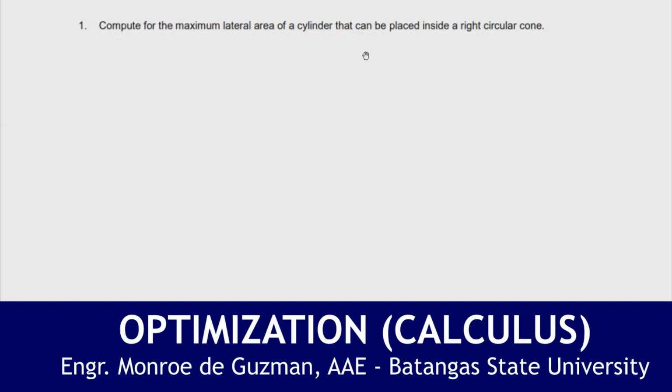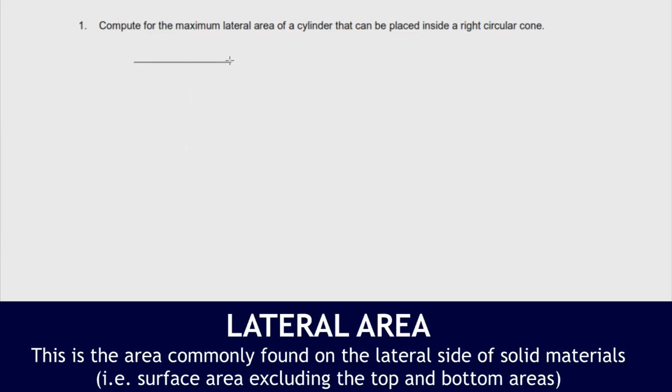Okay, so in this problem, we're asked to find the lateral area of a cylinder, the maximum lateral area, that can be placed inside a right circular cone. So the first thing that we need to do here is to illustrate the figure. I will try to make this as clear as possible. So this is what it looks like for the right circular cone.